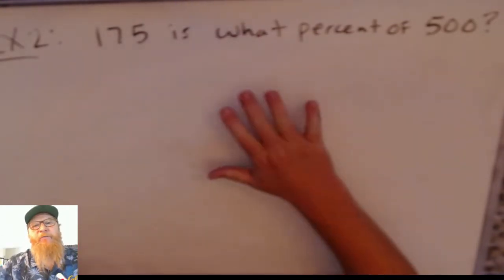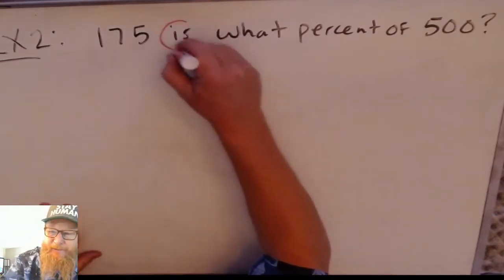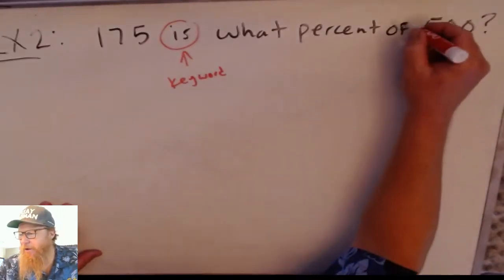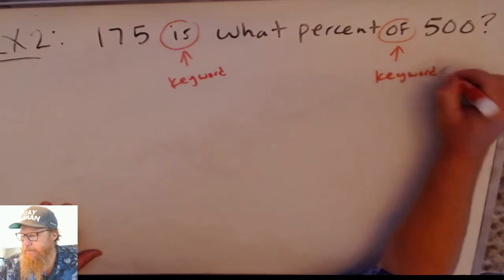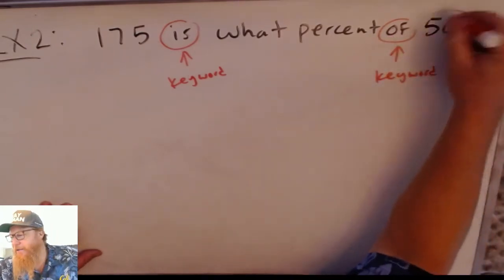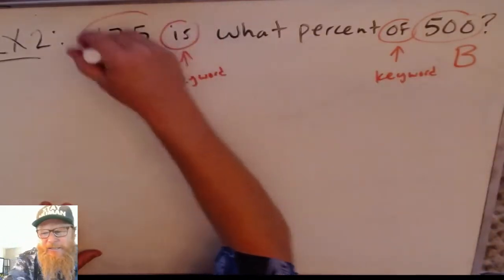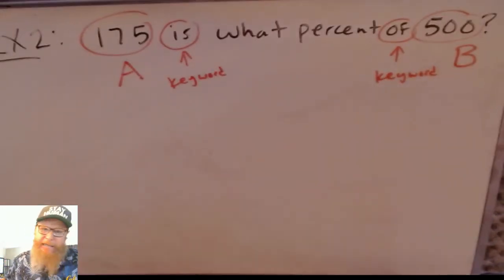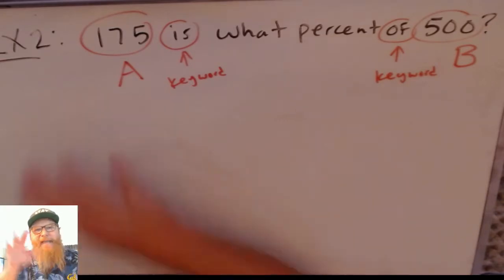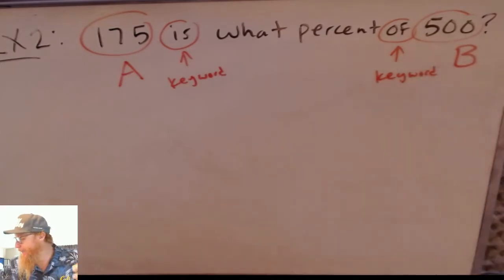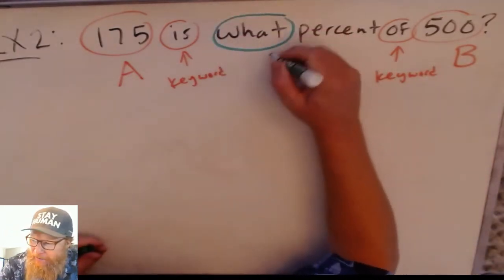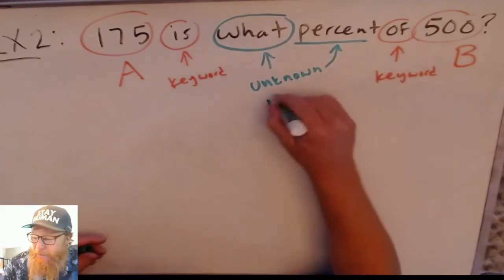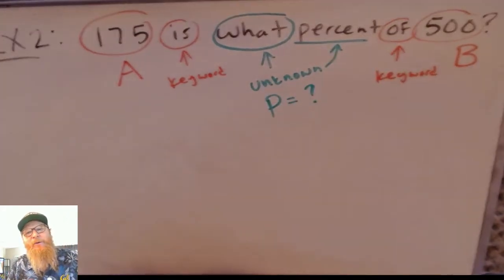So the key word you want to look for here is "is." All right. You can also look for "of" as well. Of always tells you what B is, and is always tells you who A is. And it matters. If you put A and B in the wrong position, you will not get the right answer. All right. It's always A is, and then of B. And then look for the word what. That's your unknown. And so it says what percent, so P is the unknown. P is what I'm solving for.